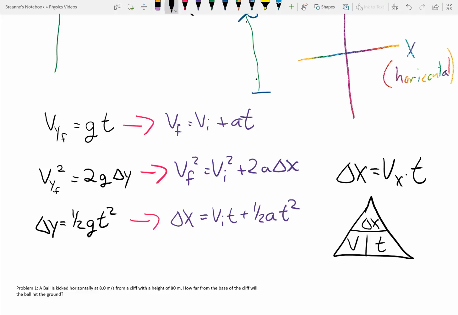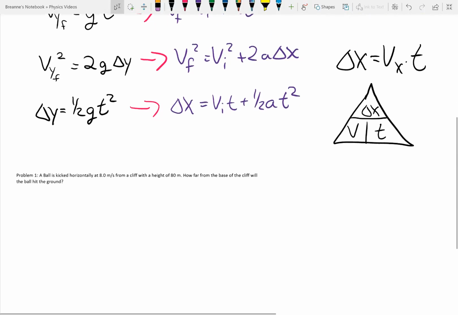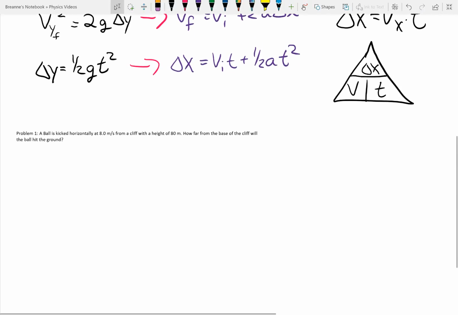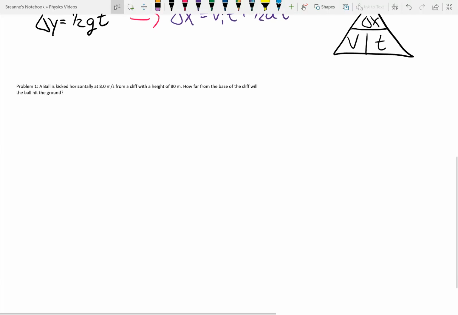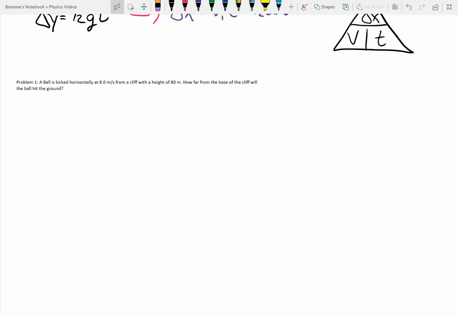So now let's do a practice problem. And remember, I'm going to use the guess method to help us out here. It says a ball is kicked horizontally at 8 meters per second off a cliff of a height of 80 meters. How far from the base of the cliff will the ball hit the ground?